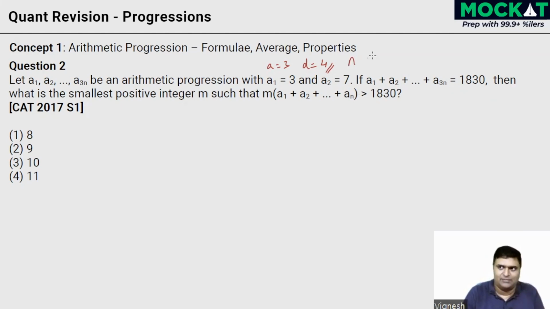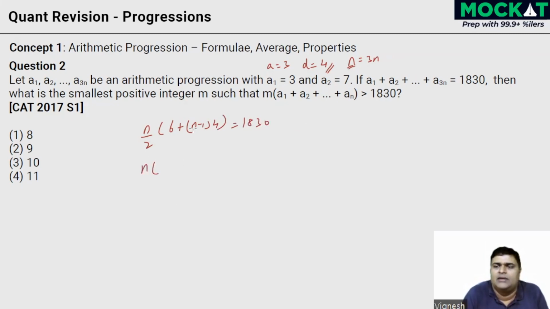I'm used to using n, so let me just take it as n. So n equals 3n or something like that. We'll just take it as n, and I'll bring it back. Right now I'm going to use n. Now the sum of these is going to give me 1830. The formula I know, n by 2 into 2a plus n minus 1 into d. So n by 2 into 2 into 3, 6, plus n minus 1 into d over here, which is 4, equals 1830.